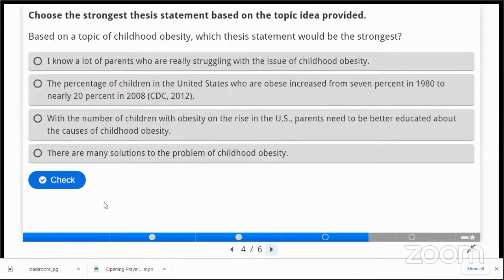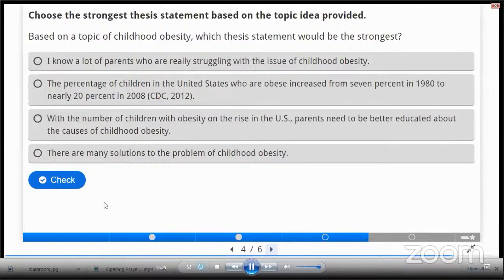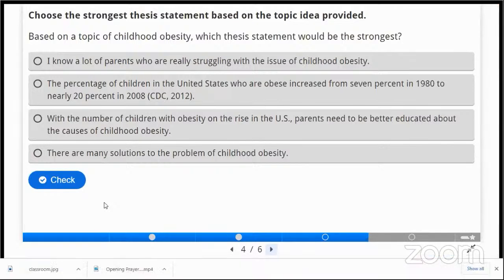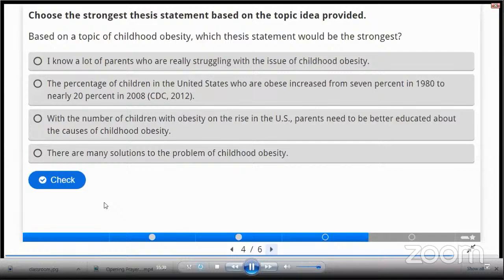Three, with the number of children with obesity on the rise in the US, parents need to be better educated about the causes of childhood obesity. Okay. Four, there are many solutions to the problem of child obesity.